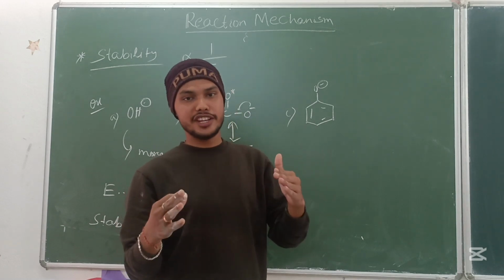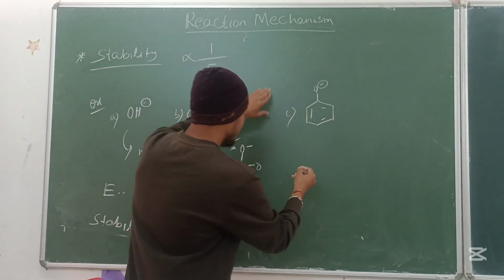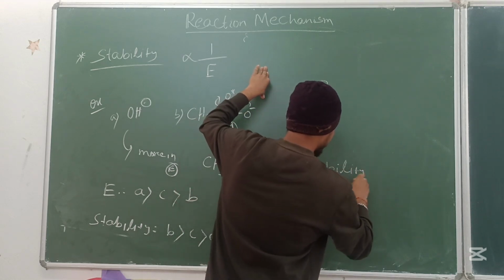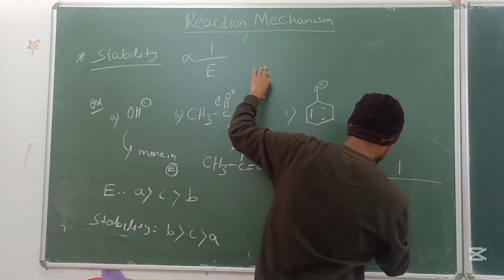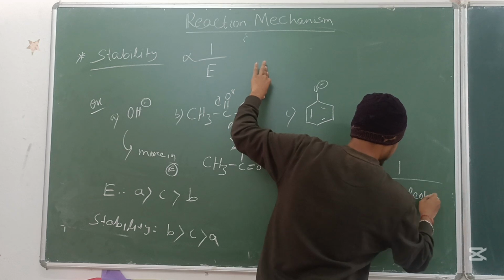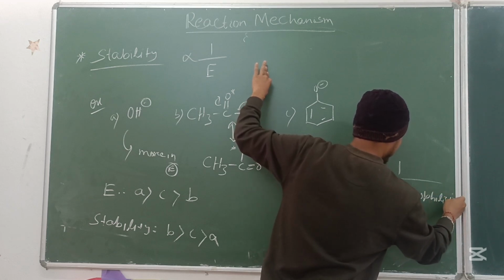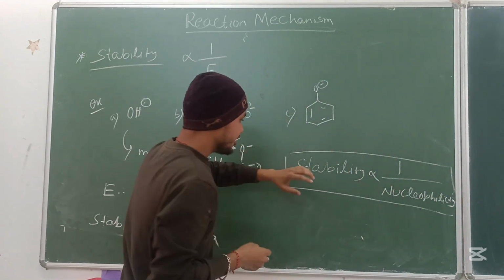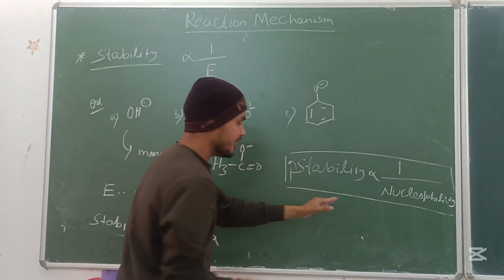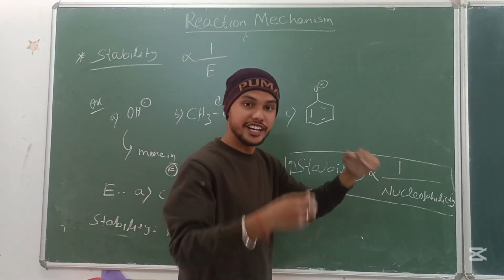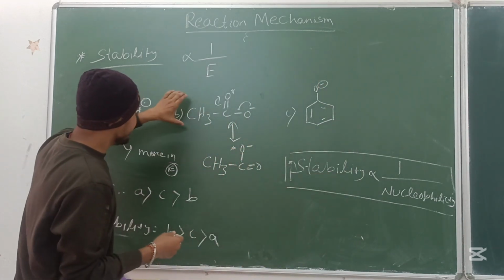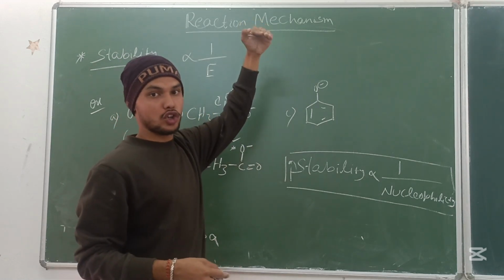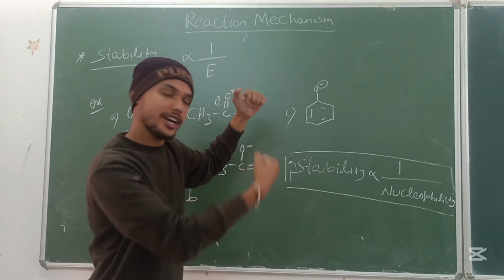If one gets more stabilized, that means it cannot donate easily. So I may conclude that stability is inversely proportional to nucleophilicity. That means once stability increases, the tendency to donate decreases, so nucleophilicity decreases. For example, CH3COO minus, this is the acetate anion. So acetate anion stability is more, the energy is less, and nucleophilicity also decreases.